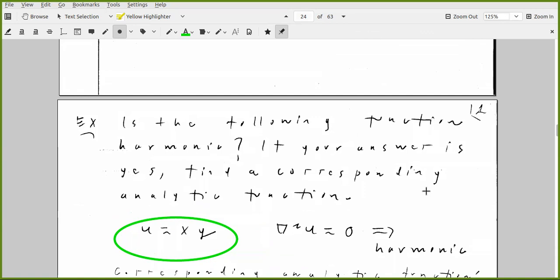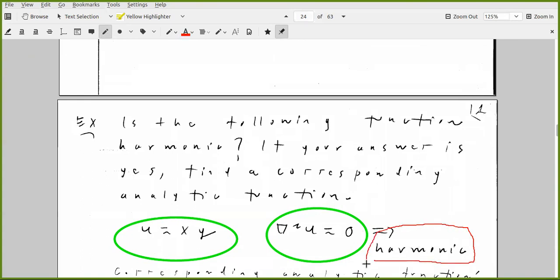Now, we know that harmonic functions should satisfy the Laplace equation. In this case, that is d2v dx2 plus d2v dy2, or del squared v equals 0. This is the Laplace equation. I can easily see that this is satisfied because d2v dx2 is 0 and d2v dy2 is 0. This is a harmonic function. I can find a counterpart to this to form an analytic function now.